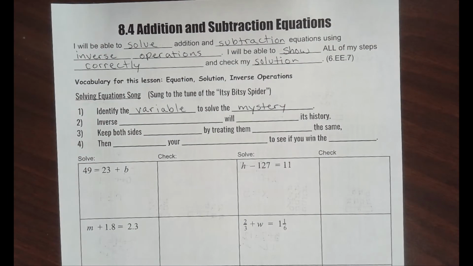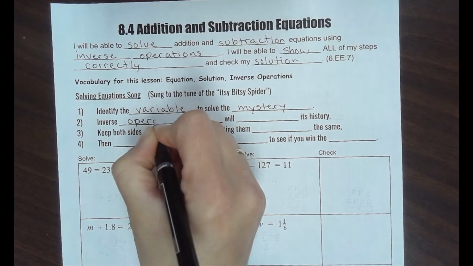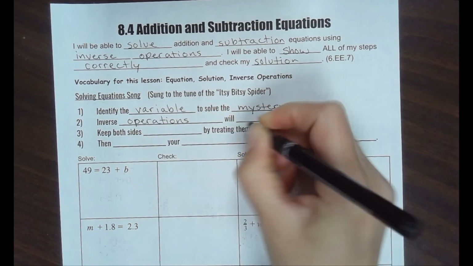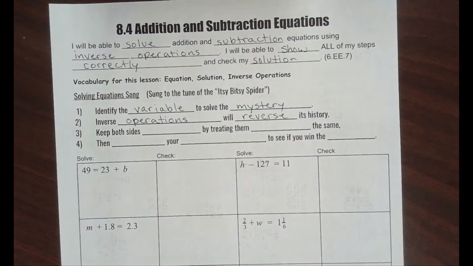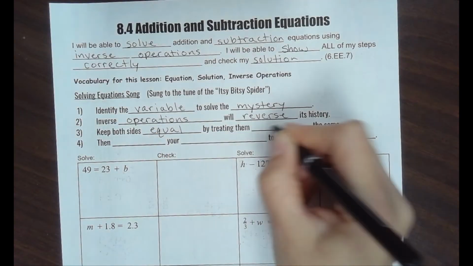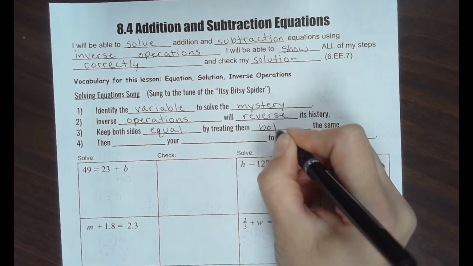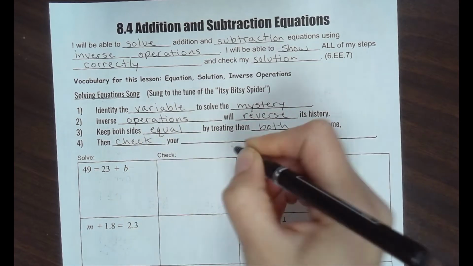So, when we have an equation, we have an unknown amount. We're trying to figure out what a variable is worth. Inverse operations will reverse its history. So, let's write that down. Inverse operations will reverse its history. Keep both sides equal by treating them both the same. Then check your solution to see if you win the game.